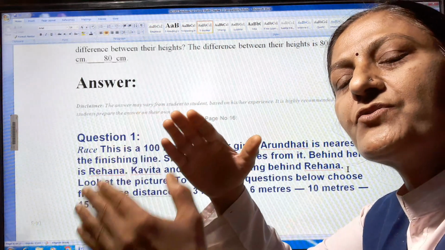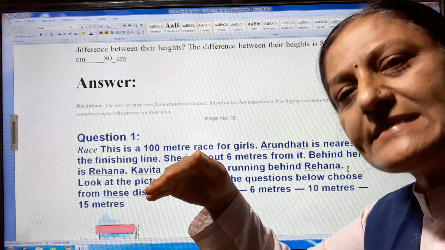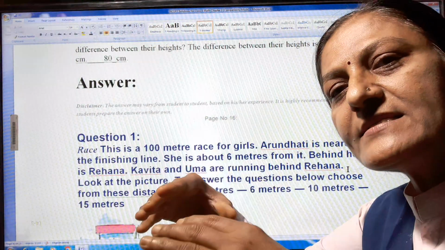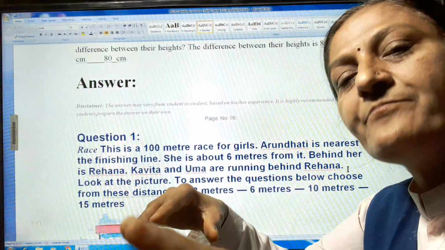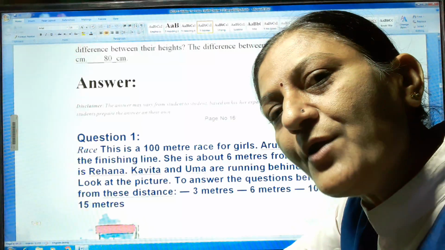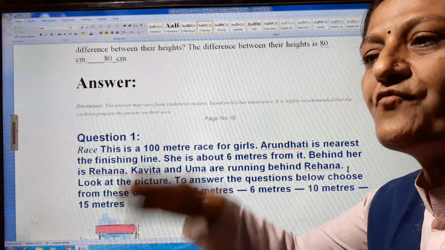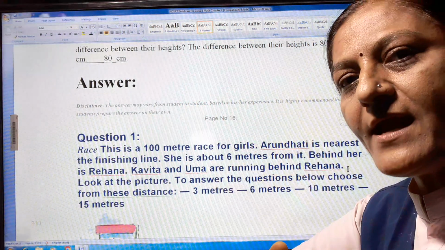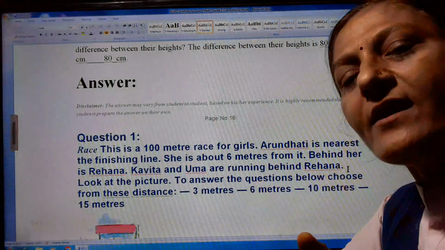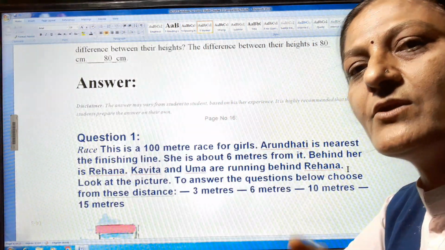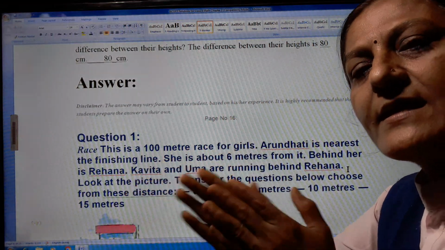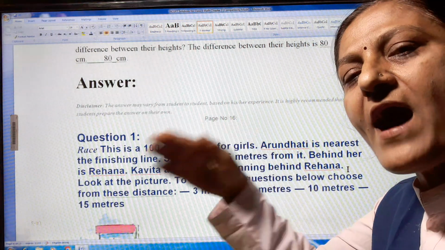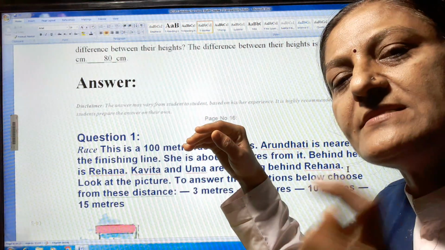So we have to write 6 centimeter plus 3 centimeter plus 6 centimeter, because Kavita and Uma are behind Rehana, and the distance between Rehana, Kavita and Uma is 6 centimeter. So the finishing line and Arundhati is 6 centimeter. Afterward Arundhati and Rehana is 3 centimeter, and Rehana and Kavita and Uma is again 6 centimeter. So 6 plus 3 plus 6 is equal to 15 centimeter. So Kavita and Uma are 15 centimeter away from the finishing line.